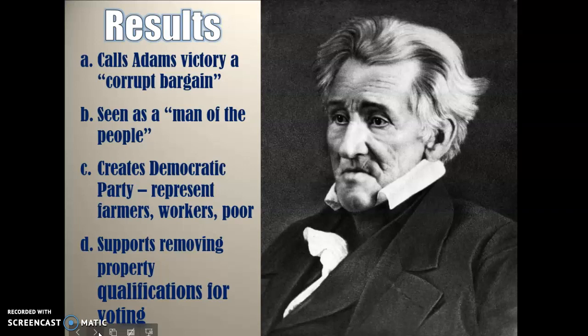So Jackson supporters used the time between the elections to build a new political organization that has come to be known as the Democratic Party, the same one that we use today. And this party was really for the workers, the common person, the farmers, the poor. It did not represent the rich or the upper class, who really controlled the Democratic Republican Party, and they ended up making their party called the Republican Party. Okay?